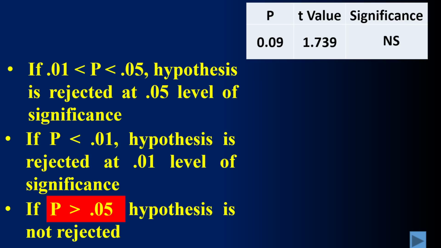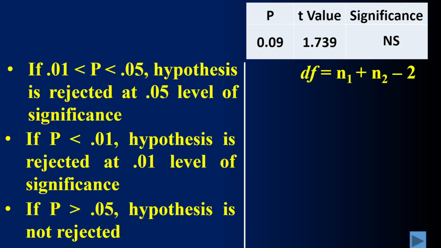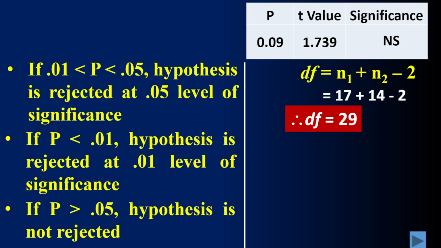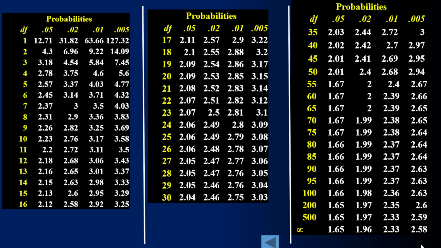Now, how do we use the t value to test the hypothesis? For that we have to find df. If t values are given, then df is required. We have calculated it already. DF is 29. If DF and t value both are there, then we have to refer to the t table, and in the t table we have to locate our DF. Here the t table is given in three parts. In the first part DF 29 is not there. In the second part DF 29 is there, so we have to see it in that line.